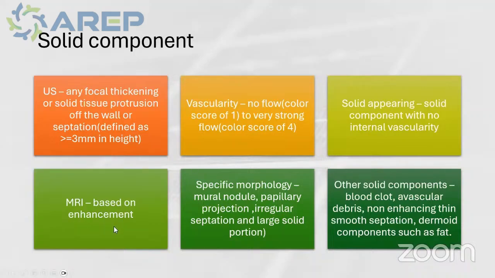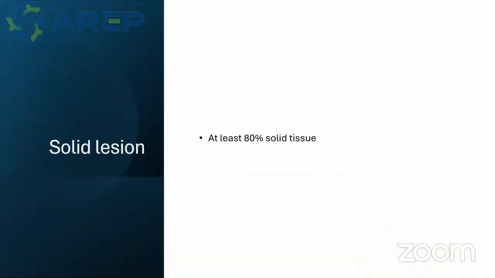And in MRI, the solid component is described based on enhancement. And we use specific descriptors to describe the morphology, such as a mural nodule, papillary projection, irregular septation, or a large solid portion. Other solid components that do not show enhancement are blood clots, avascular debris, non-enhancing, thin, smooth septation, and dermoid components such as fat. And a solid lesion in both ultrasound and MRI is one which has at least 80% solid tissue.